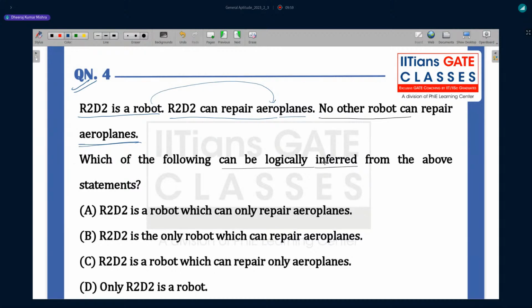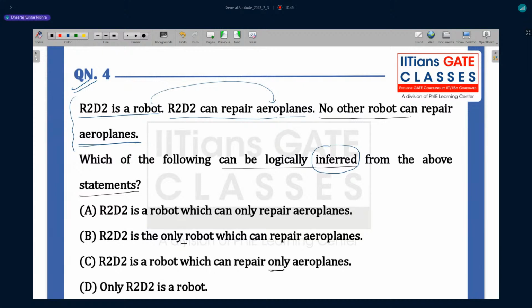Already I have solved this kind of question, guys, based on inferences. Whenever you see a passage given, you should read the options first, right? So which of the following can be logically inferred from the above statement? R2D2 is a robot which can only repair aeroplanes. R2D2 is the only robot which can repair aeroplanes. R2D2 is a robot which can repair only aeroplanes. All the options seem to have only shifting here and there, right? Only R2D2 is a robot. So you have to find which option is going to be correct.